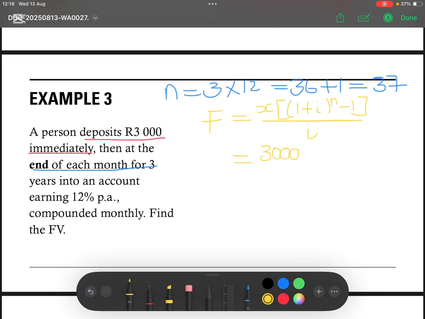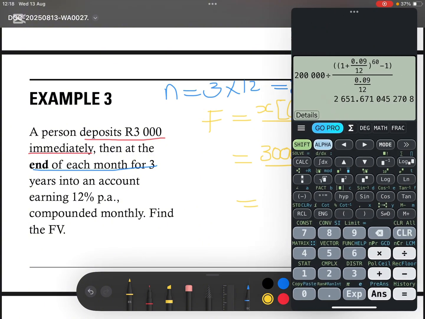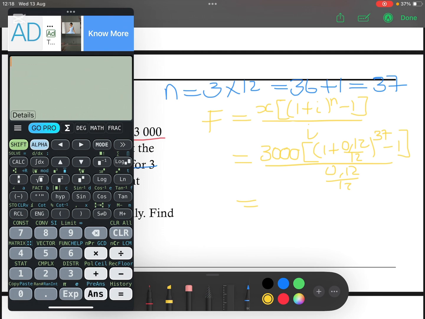So now we'll have x, which is 3,000, that's the monthly deposit, and then into 1 plus the interest rate given by the bank, 0.12, compounded monthly, then we divide by 12, and then to the power what? So power 37, then subtract 1 divided by the interest rate, that is 0.12 divided by 12. Then what is your interest rate? Press your calculator. Let's see what we get.